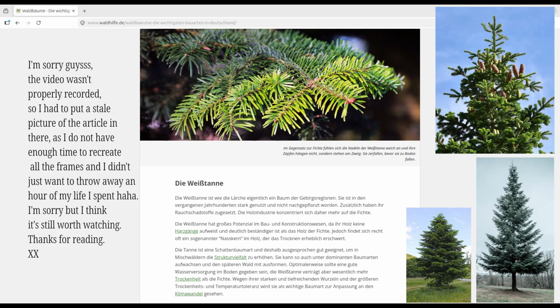Optimalerweise sollte eine gute Wasserversorgung im Boden gegeben sein. So, optimalerweise, this just means in the most optimal case. Weise, we also had that before. Weise can mean way. In this case, it can only mean way, but in other forms, it can also have different meanings. For example, Weisen. But in German, there's always a difference because of the uppercase and the lowercase w. In German, we call it V.